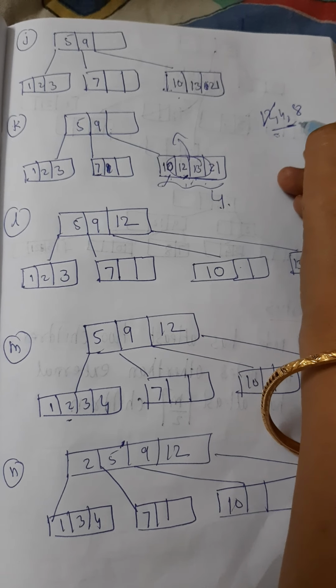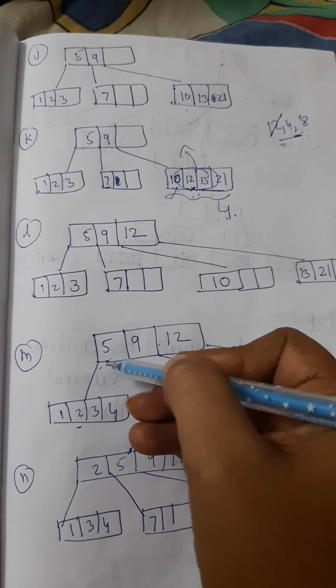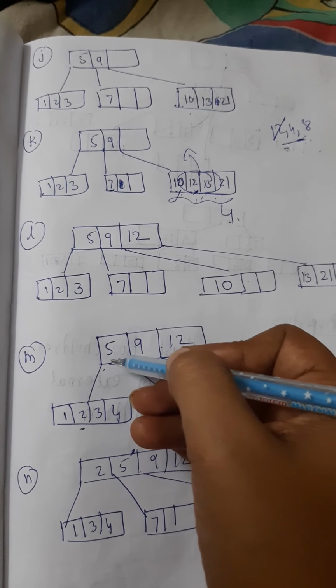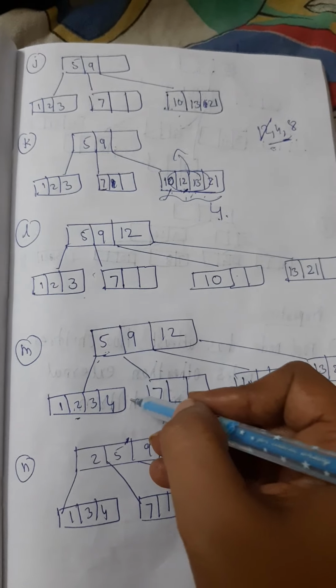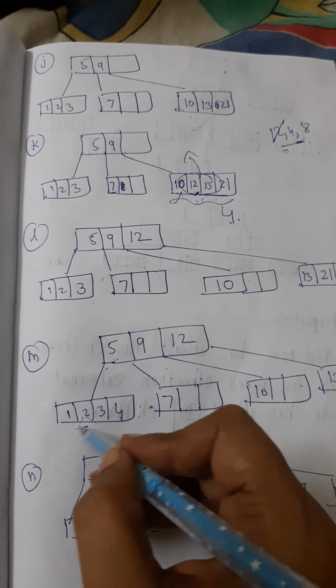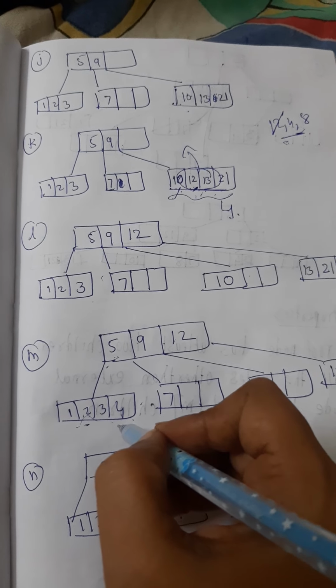Now come to the 4. So 4 is less than 5. Since 4 is less than 5, the 4 will be coming to the left children. So now here the children. But again we have 4. So since we have 4, again we have to pick up the middle element.